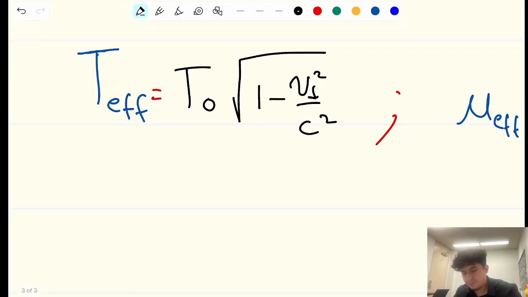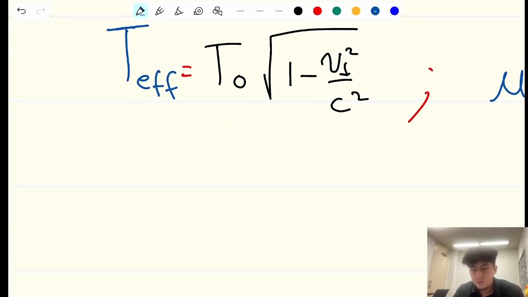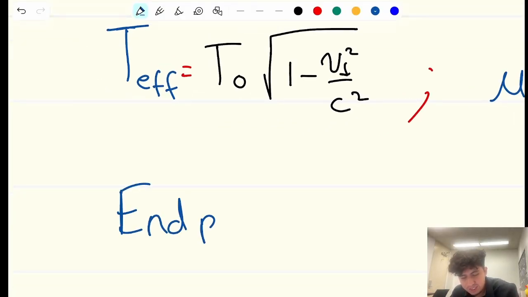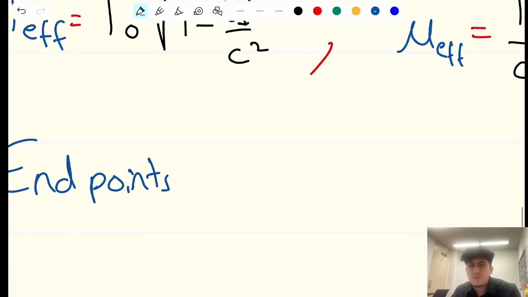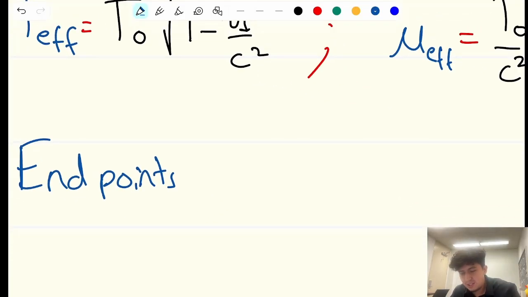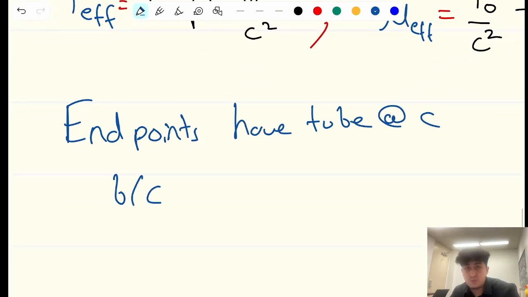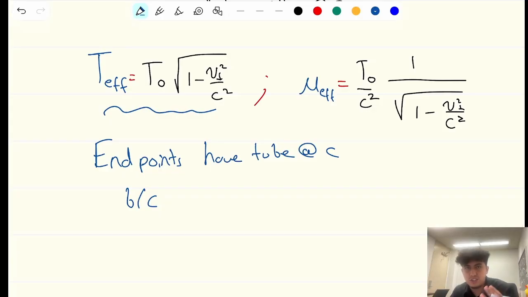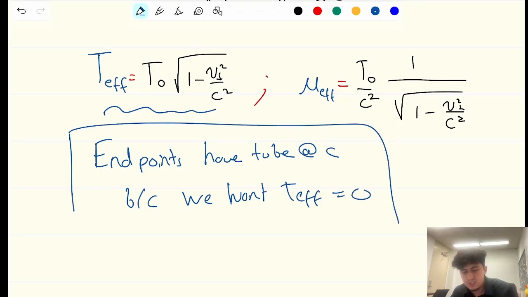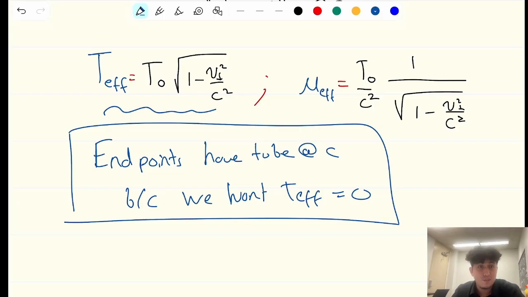So essentially the reason why the endpoints need to be at the speed of light, if you don't buy the previous explanation that we gave, is that since they are arbitrary, the endpoints have to be at speed of light, at c, because it's the only way to be free. It's the only way to not have a tension for this quantity to be 0, because we want them to be 0. Cool. So that's the explanation I can give you of why the endpoints have to be at the speed of light.